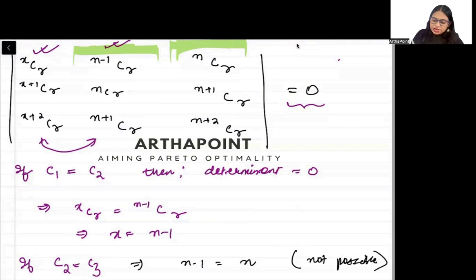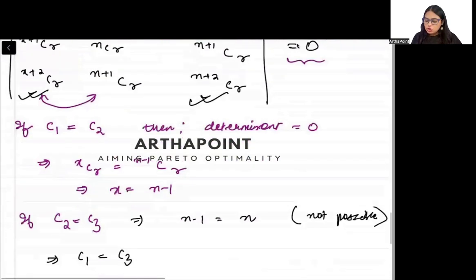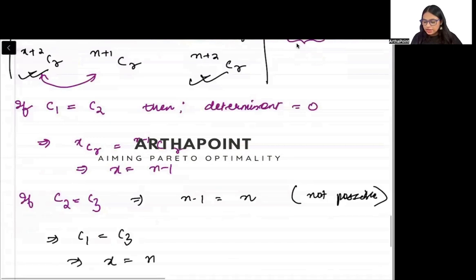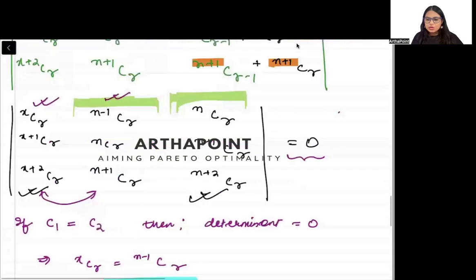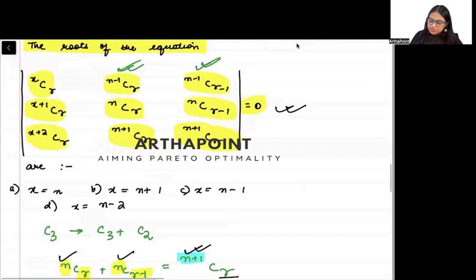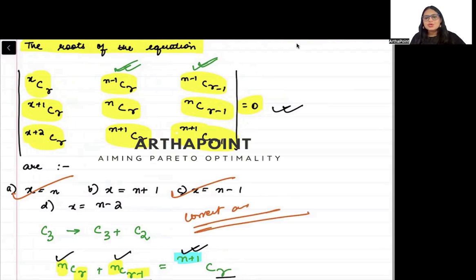When else can determinant be 0? When column 1 is equal to column 3. So when C1 is equal to C3, then also determinant will be 0. So which means that x will be equal to n. So when x is equal to n-1, then also determinant is 0. When x is equal to n, then also determinant is 0. So it means that these are the two values of x, isn't it? So I can go ahead and say that this and this are the correct answer. That's the answer to this question. Is this clear, beta? Okay, beta. Thank you.